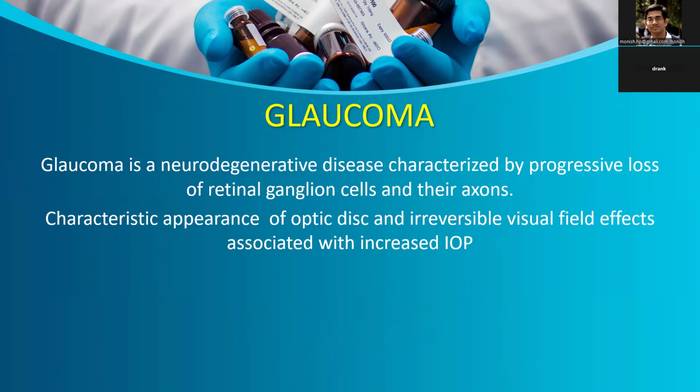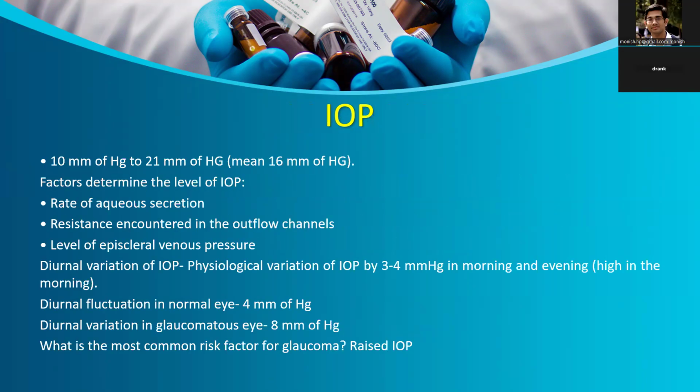All this occurs mostly because of an increase in intraocular pressure. Glaucoma is the third leading cause of global blindness, after refractive errors and cataract. We should know about intraocular pressure because it is the major causative factor for glaucoma. The normal range for intraocular pressure is 10 to 21 mm of Hg, seen in a normal eye.